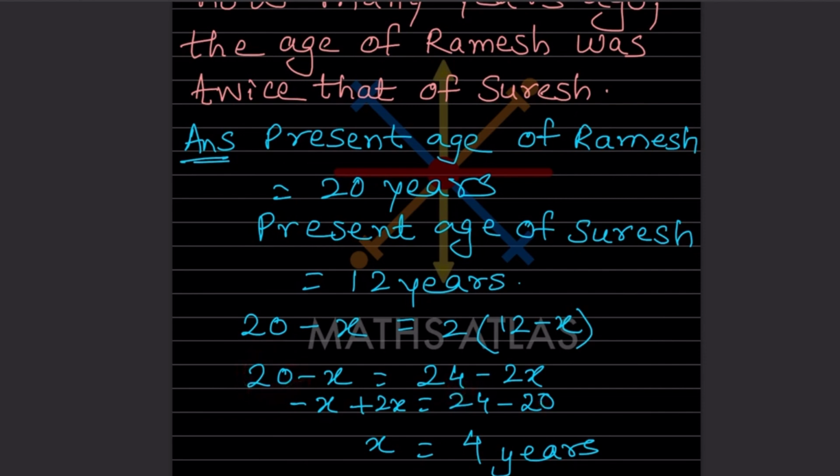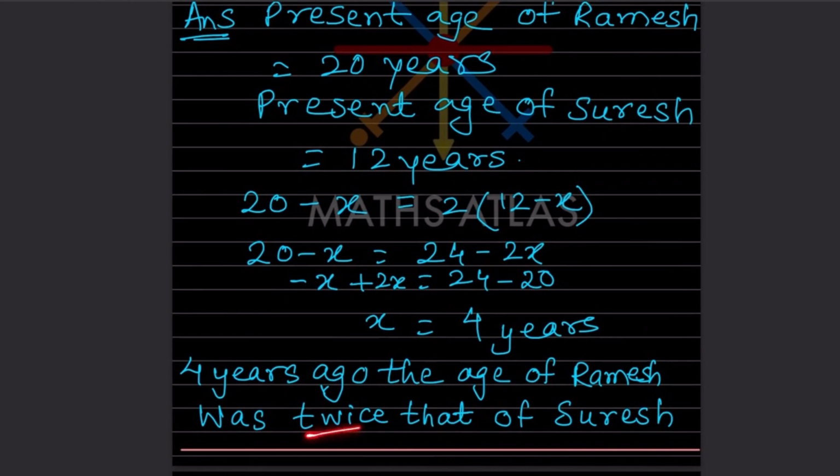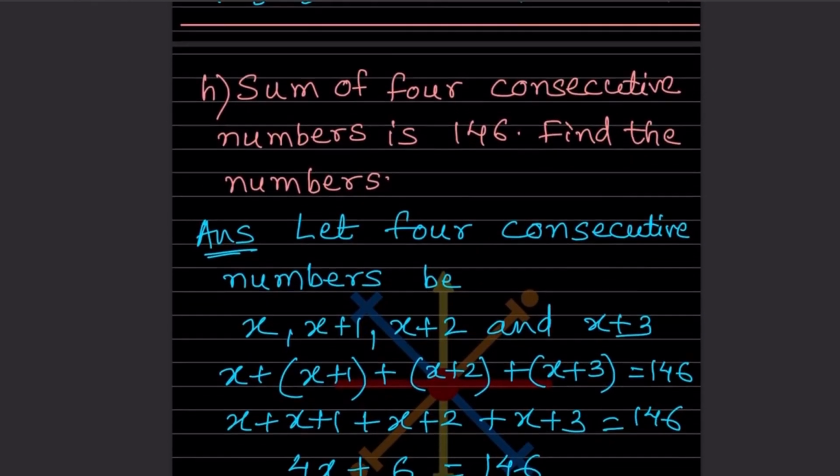So now can you see here plus 2, and this is 1 over here, that is minus 1. Whenever plus minus is there, you are going to subtract. So this is going to be 1. So this will be plus 1, so here is going to be 1. So this comes out to be 4 years. So we can say 4 years ago the age of Ramesh was twice that of Suresh. Okay. Now let us see the next problem.